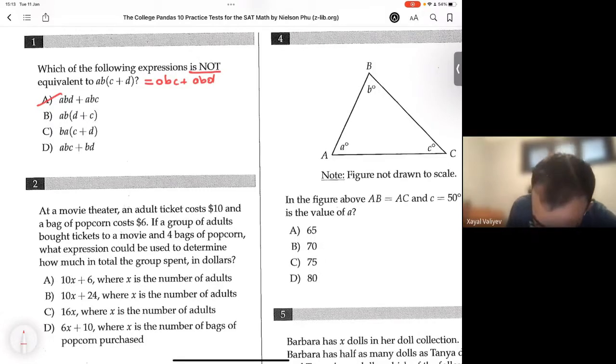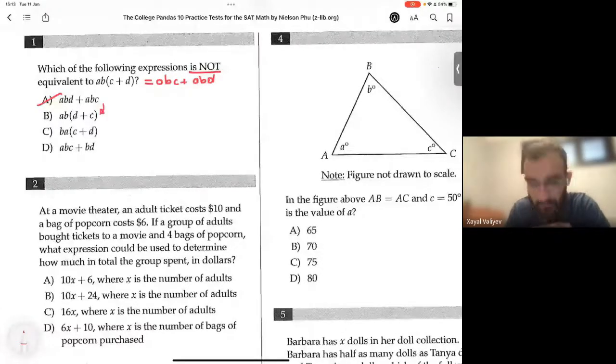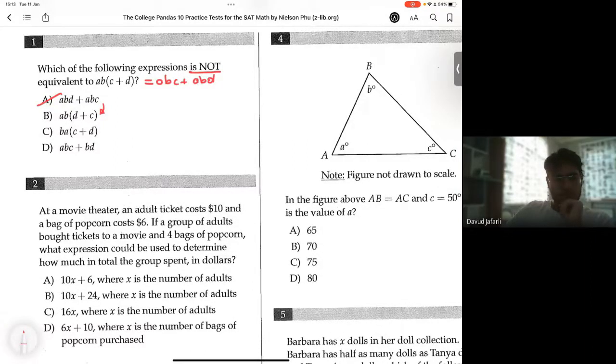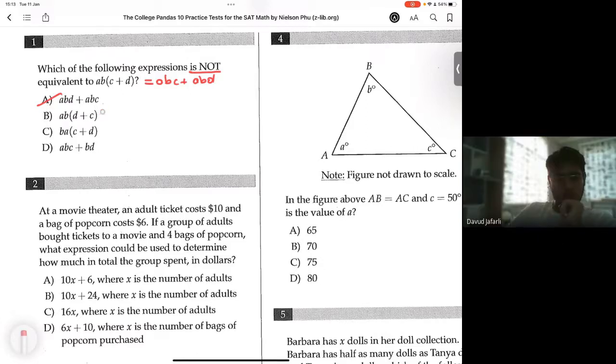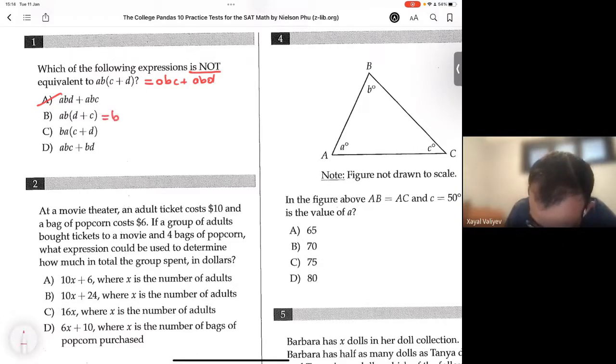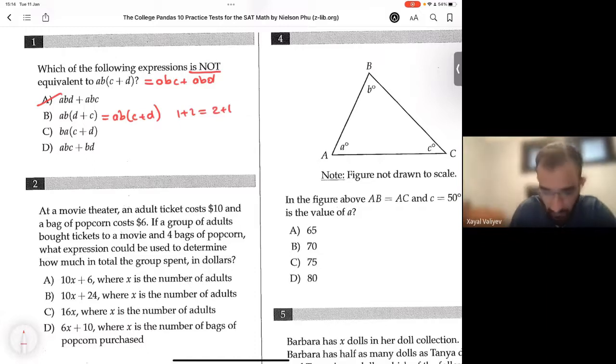Look at option B. It is AB times D plus C. Is that true? Is this the same as AB multiplied by C plus D? It is, right? Because they just changed C plus D to D plus C, because we know that 1 plus 2 is the same as 2 plus 1. It doesn't matter. That means that's also correct, the same as this expression.